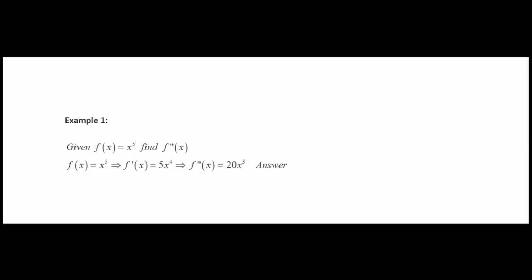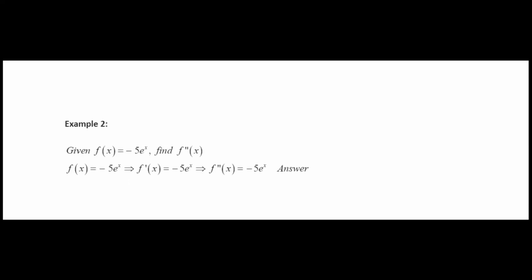Let's take an example. f of x is x to the fifth. Find f double prime of x. Well, we're given f of x is x to the fifth, so the first derivative, we know how to find that. That's 5x to the fourth, power rule. Now, the second derivative will be the derivative of this, which will be 5 times the derivative of x to the fourth. So that's 5 times 4x cubed, which is 20x cubed. But you're probably thinking that's not too bad, and you're correct there.